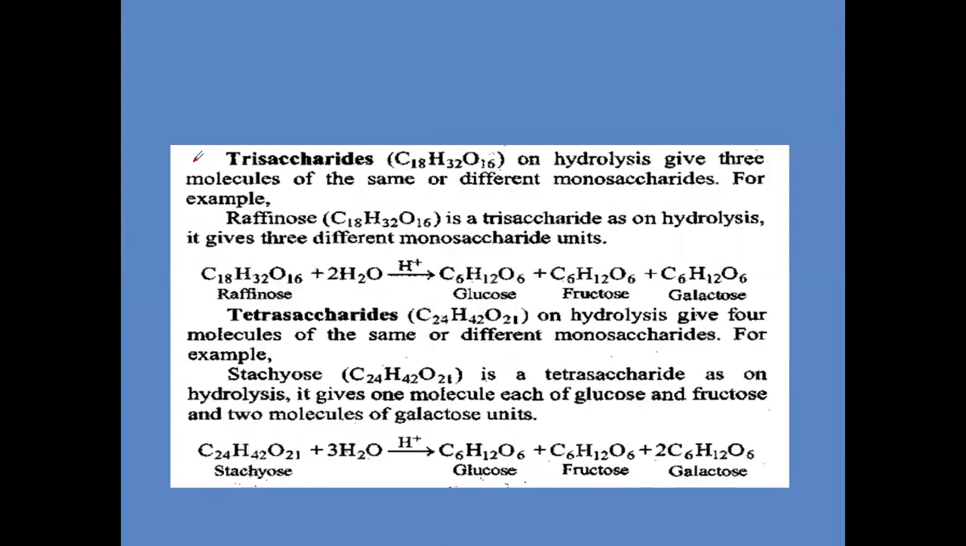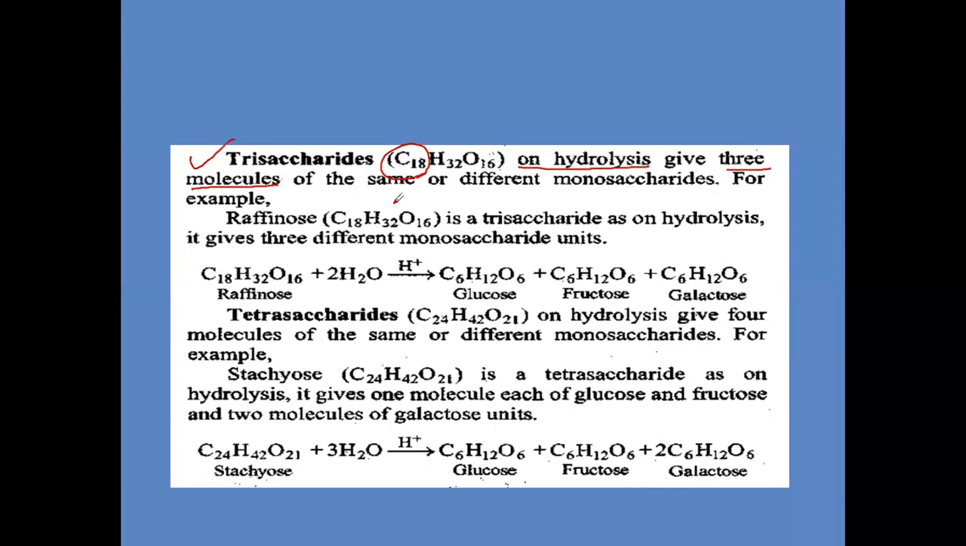Next, trisaccharides. A trisaccharide contains how many carbon atoms? 18. Okay, 3 into 6, 18 carbons will be present here. And always remember that the oxygen number will be half of the hydrogen number. The oxygen number is 16 here, which is half of 32. So H32O16. Okay. Now on the hydrolysis reaction, how many sugar units will be formed here?